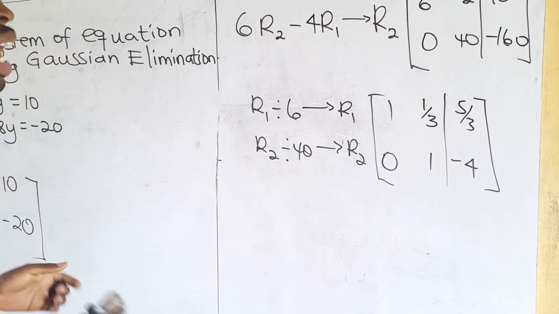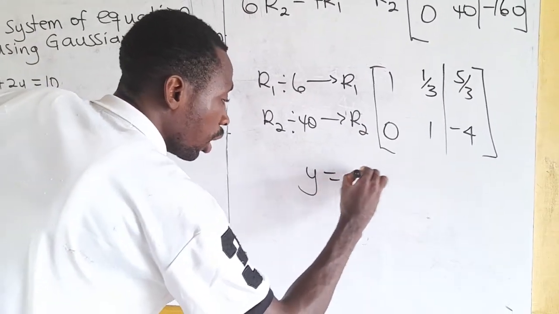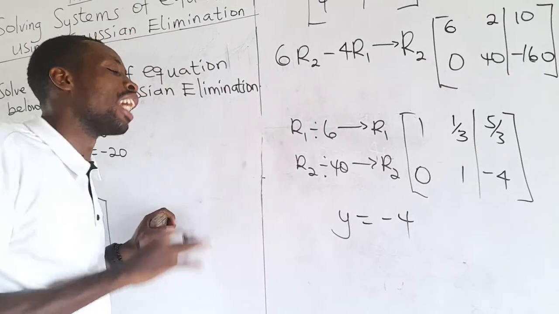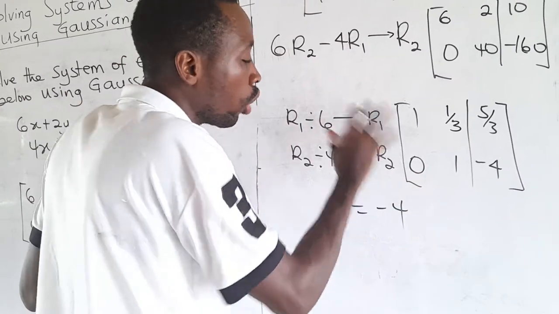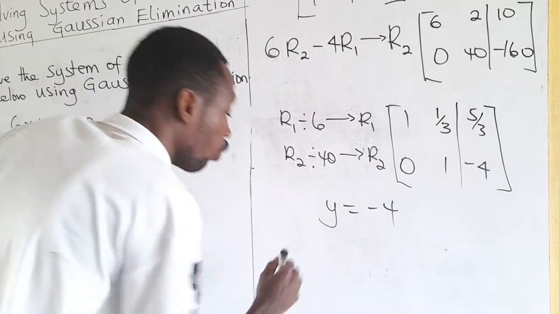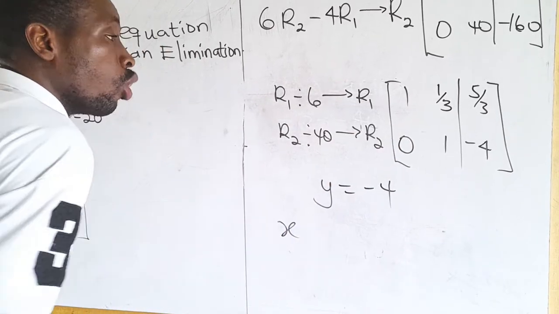Now what next? You back substitute or you back solve. So automatically, our y will be negative 4. You see how easy the Gaussian elimination is. Immediately you reduce into row echelon form, you find the value of y directly. So y is negative 4. Then, 1 times this x will be x.